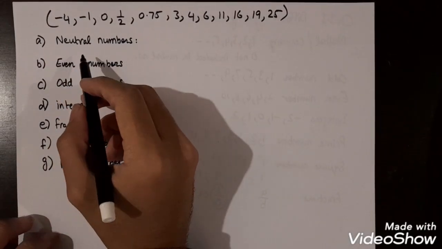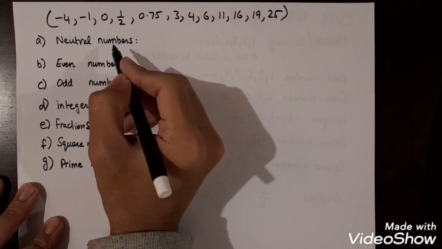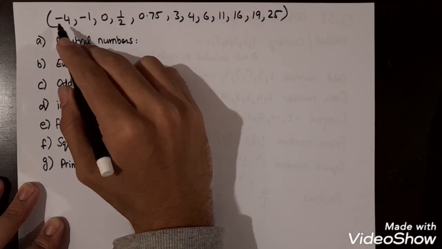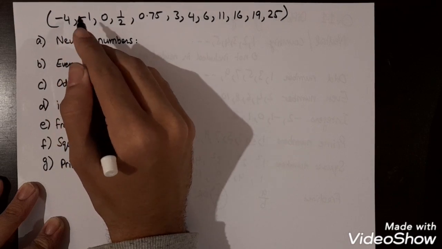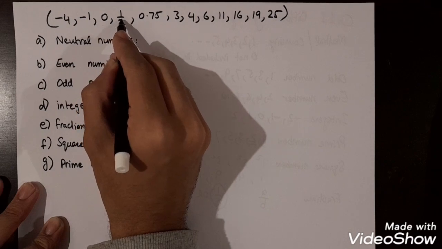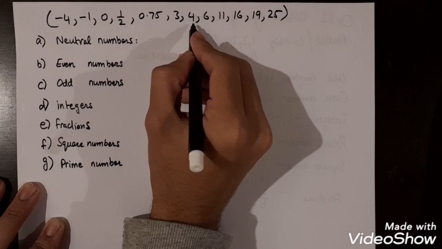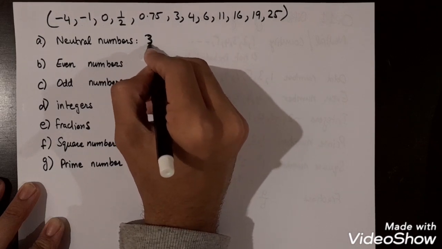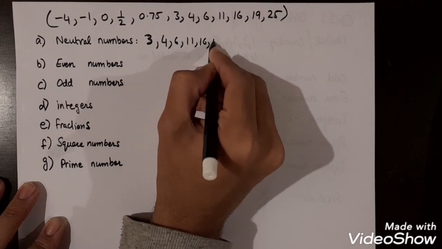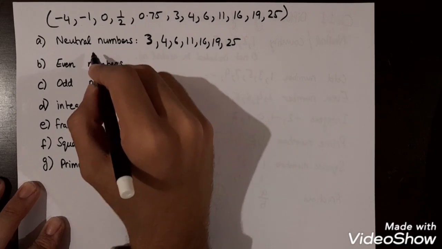So an example question. First, part A asks for natural numbers. Natural numbers are numbers from 1 till infinity. So -4 is not a natural number, -1 is also not, 0 is not, and 1.5 is also not, and also 0.75. So all the natural numbers are 3, 4, 6, 11, 16, 19, and 25. So these 7 numbers are the natural numbers.